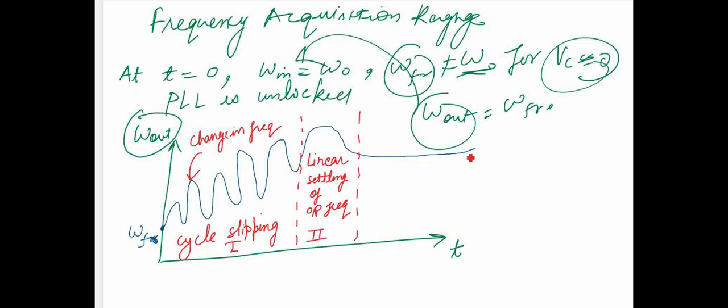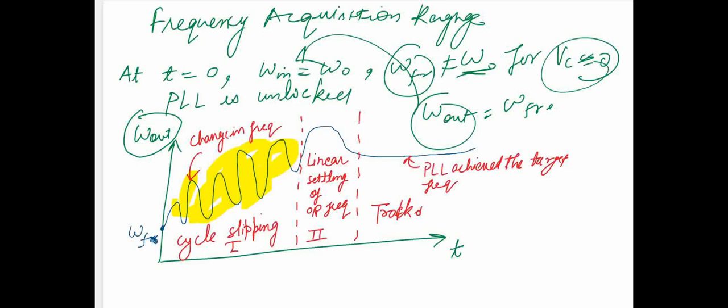Okay, and in this last region the PLL has achieved the target frequency and it is locked, and here the PLL is able to track the input frequency. What is the meaning of tracking the input frequency? If you give any change in input frequency, the output frequency would be able to track it. And now the question is why we are seeing these ups and downs in the cycle slipping.